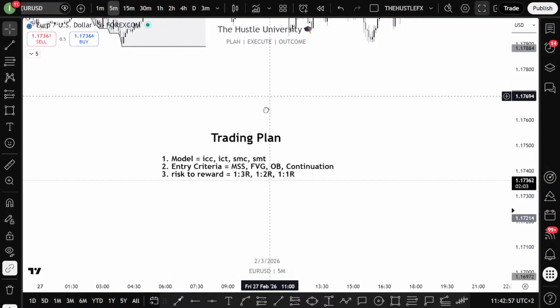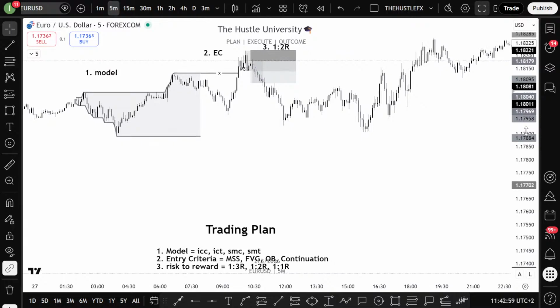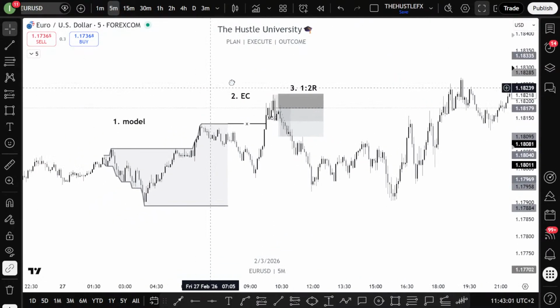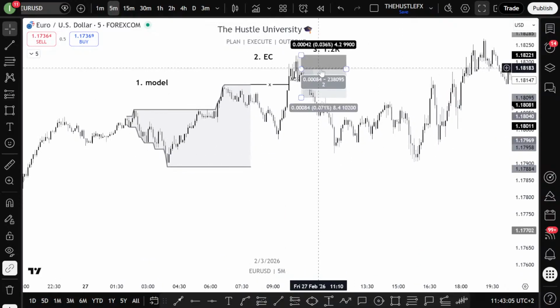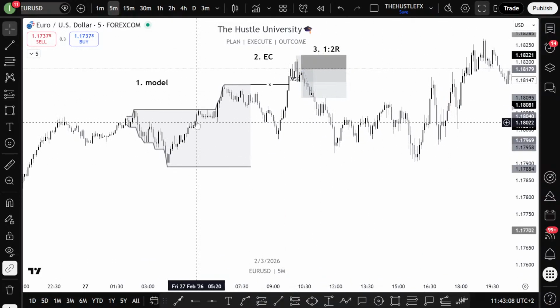And I'm giving you the free source, the Asian range. I'm not even going to say, oh, you're going to learn this in my Discord. No, I'm already giving it here, so you don't need to worry whether this is going to work out for you. The model, the entry criteria, the risk reward.